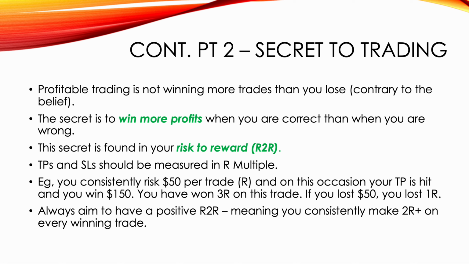And your stop losses and your TPs and your overall results should be measured in your R multiple. Okay, and what is your R multiple? Well, it's basically about your risk to reward, right? So if you risk $50 per trade, your R multiple is how much you win. So if you won $100, you've obviously won 2R. If you won $250 risking $50, then you made 5R profit. Okay, if you risked $50 and you lost $50, you lost 1R.